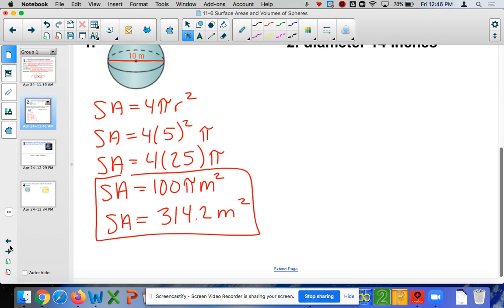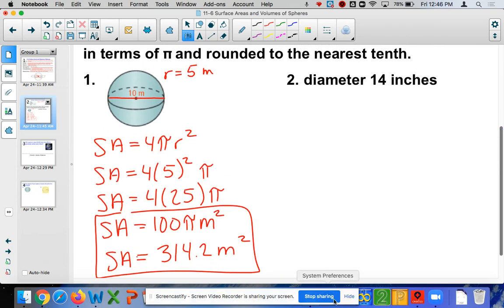So I would like for you to do number 2. I'll scroll up here so you can read it. You approach it the exact same way you did number 1. So go ahead.